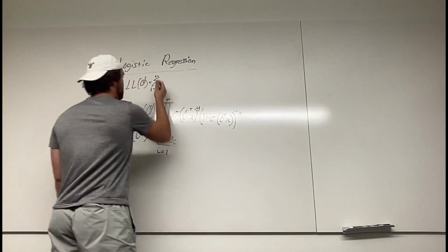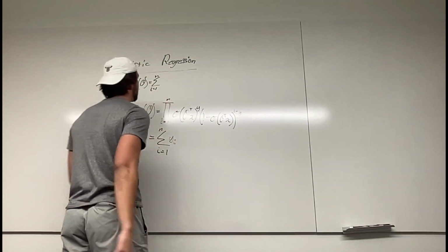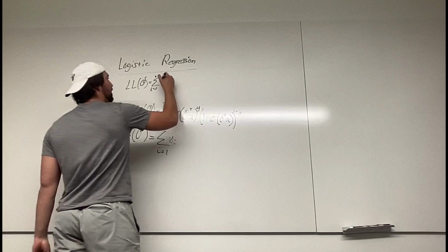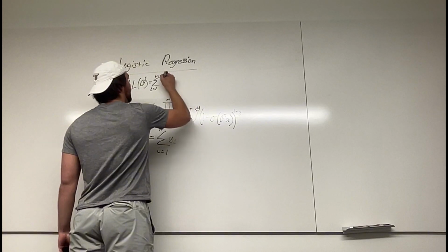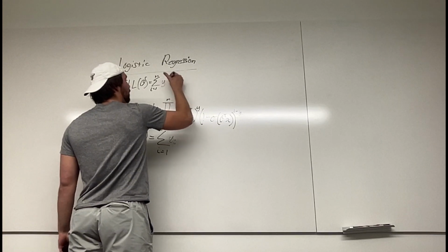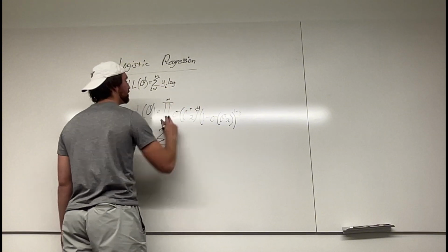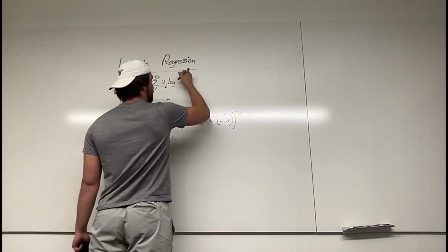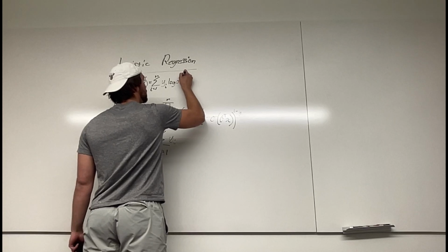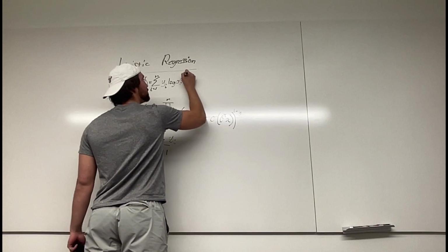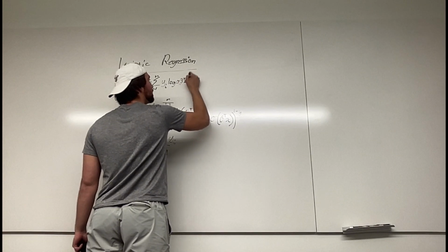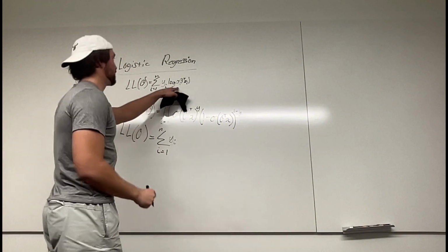And look at this. We've done so much math. We've already taken out our product. That's great. So we can say with log rules, y_i, take the exponent, put it out front, of sigma theta transpose x_i. That's our first term.